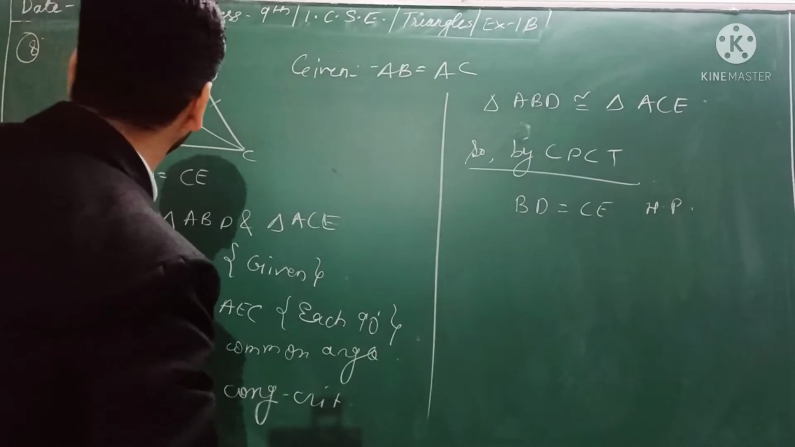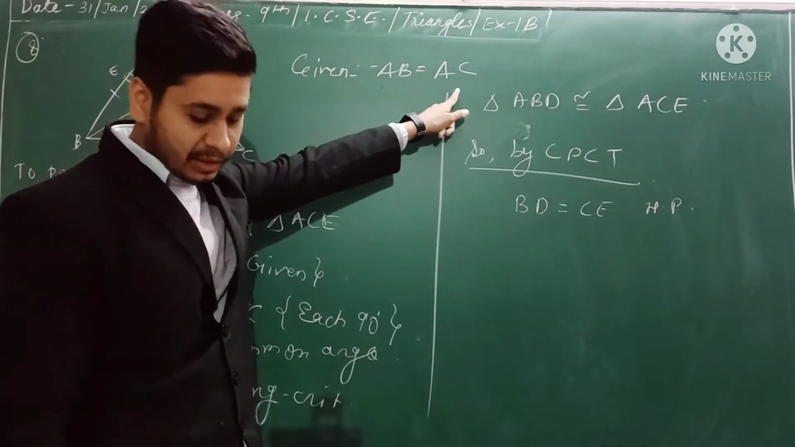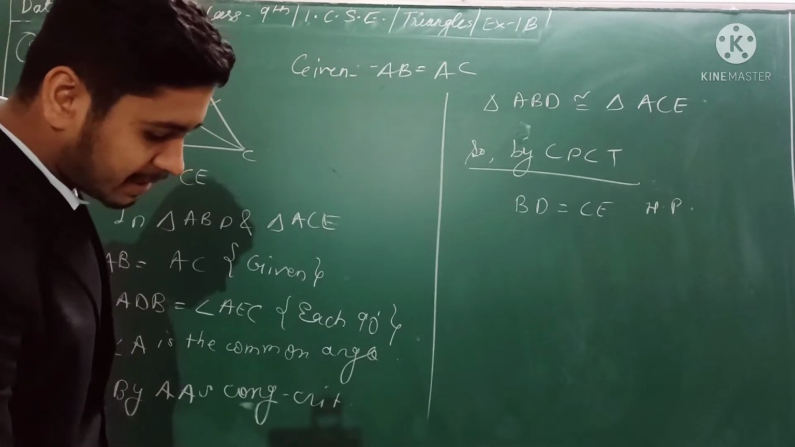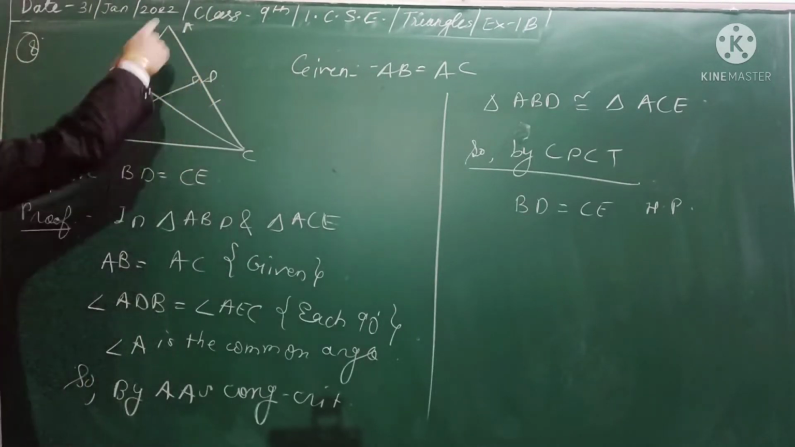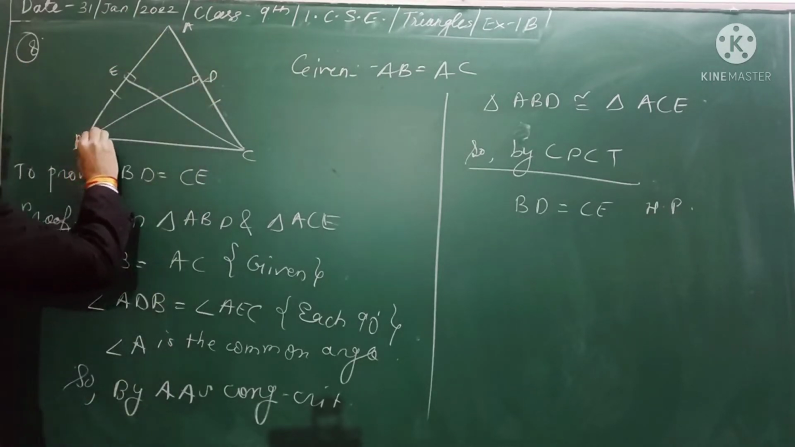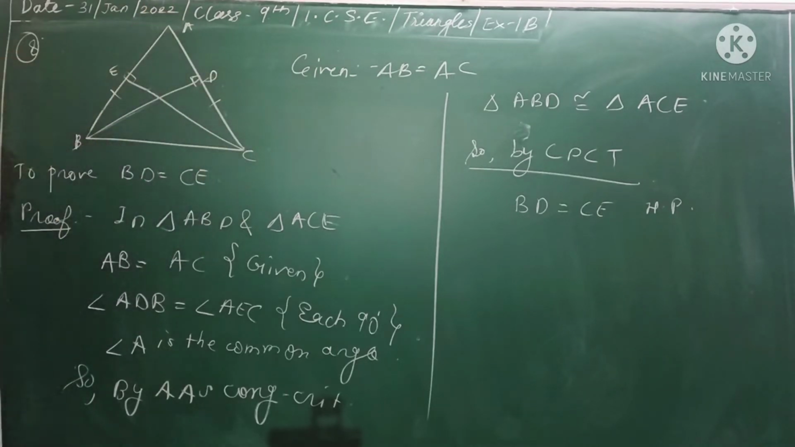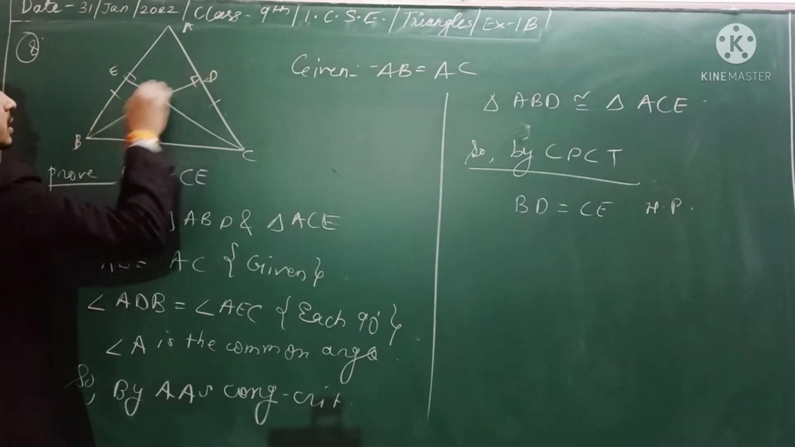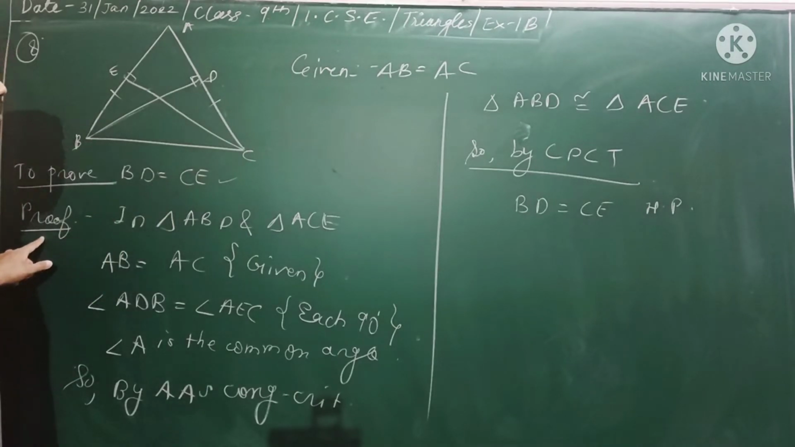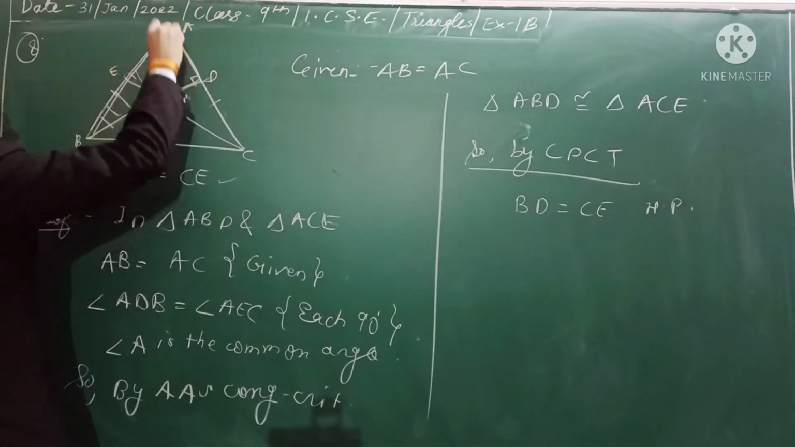Come to question number 8. Let me read. In triangle ABC, AB is equal to AC, which is given. BD and CE are perpendiculars drawn to AC and AB respectively. Prove that BD is equal to CE. So this is the isosceles triangle where AB is equal to AC. We have to draw BD, which is perpendicular on AC, as well as CE, which is perpendicular on AB. And we have to prove that the perpendiculars which we have drawn are equal to each other.